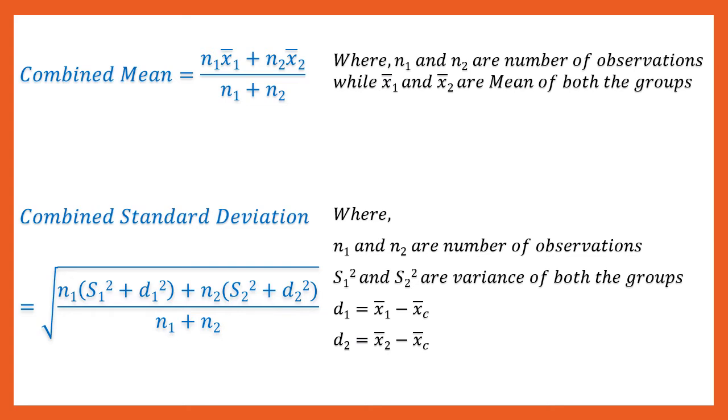So that means that for the calculation of combined standard deviation, combined mean is compulsory. If you don't calculate combined mean, then you can't calculate combined standard deviation, because in the calculation of combined standard deviation we need d1 and d2, and d1 and d2 are calculated using the difference between the first mean and the second mean with the combined mean. So first calculate the combined mean and then calculate d1, d2 and then calculate the combined standard deviation.